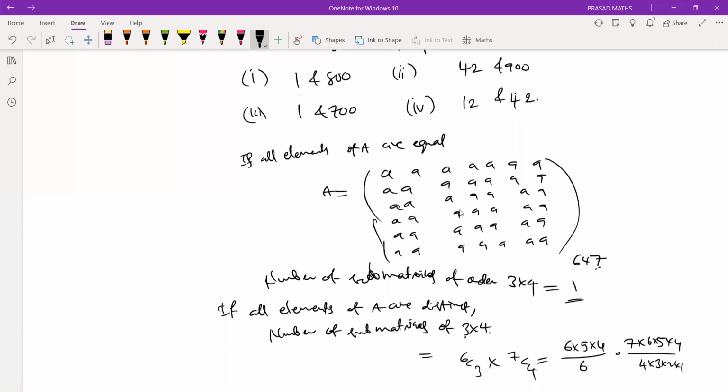So 6 cancels, 4 cancels. What is that? 20 into 35. 35 into 20 is 700. So the minimum bound is 1, the maximum bound is 700.